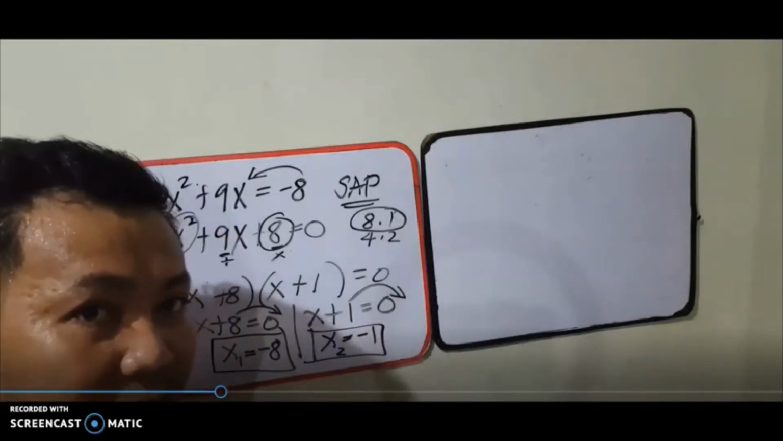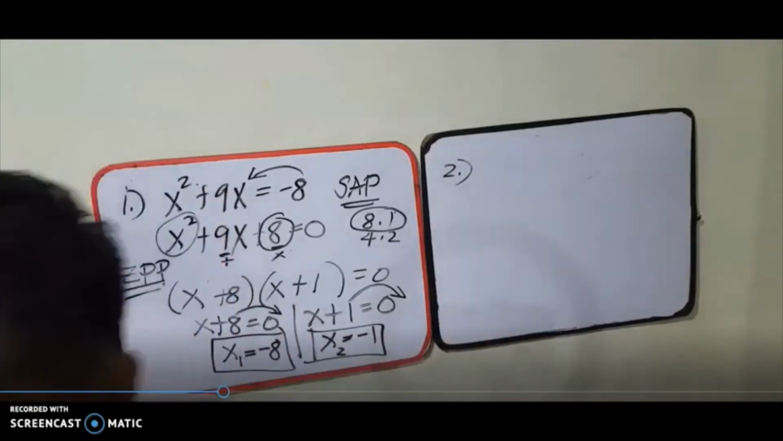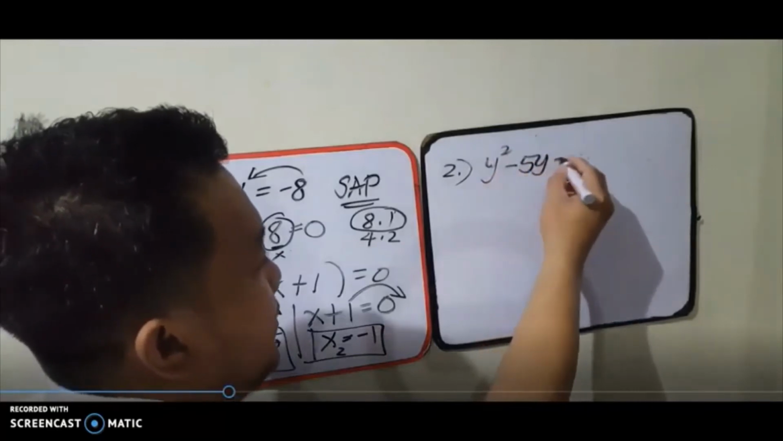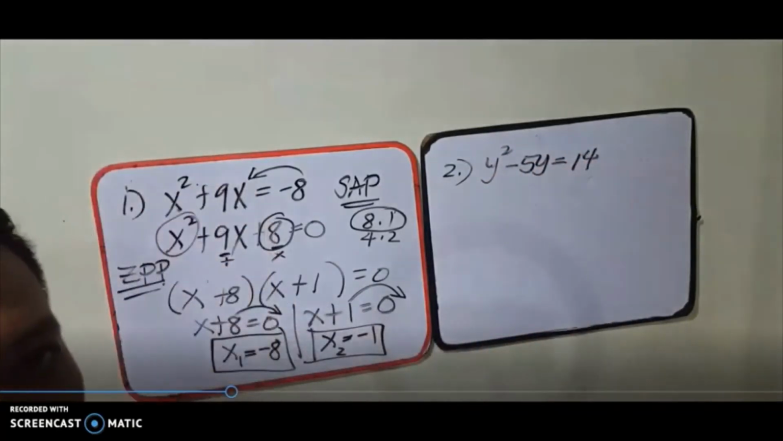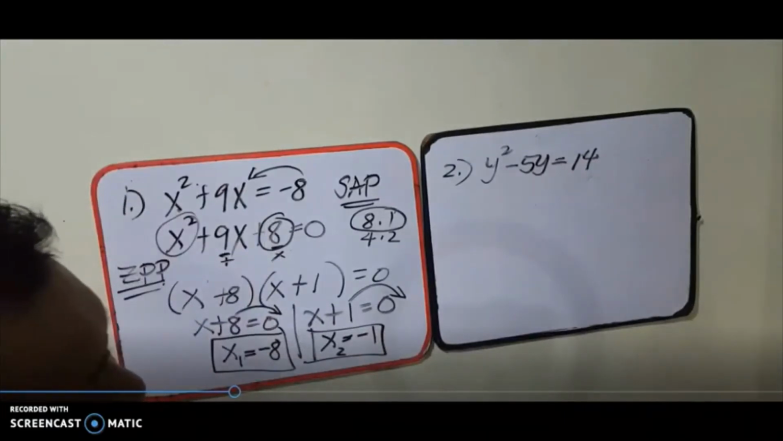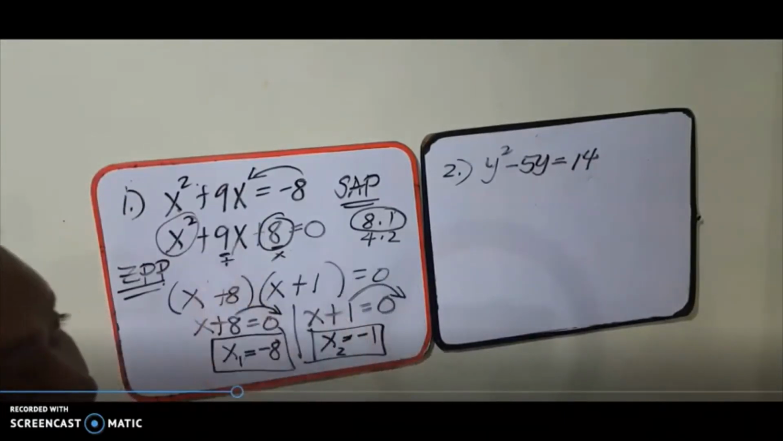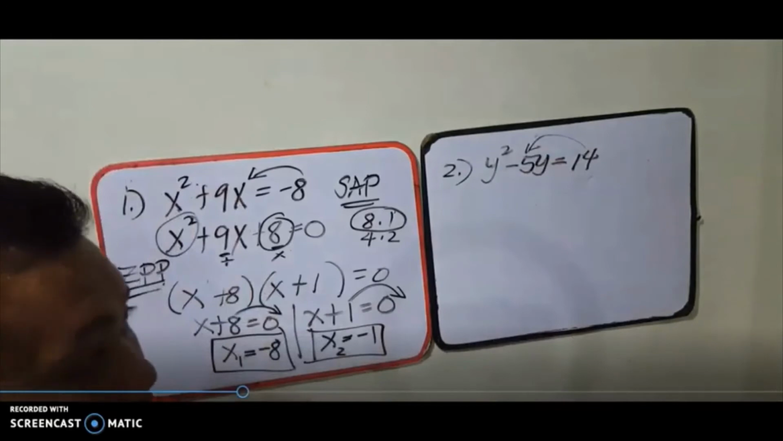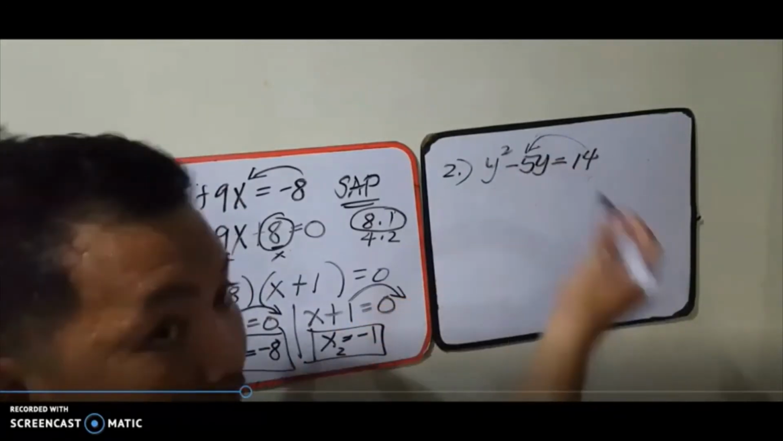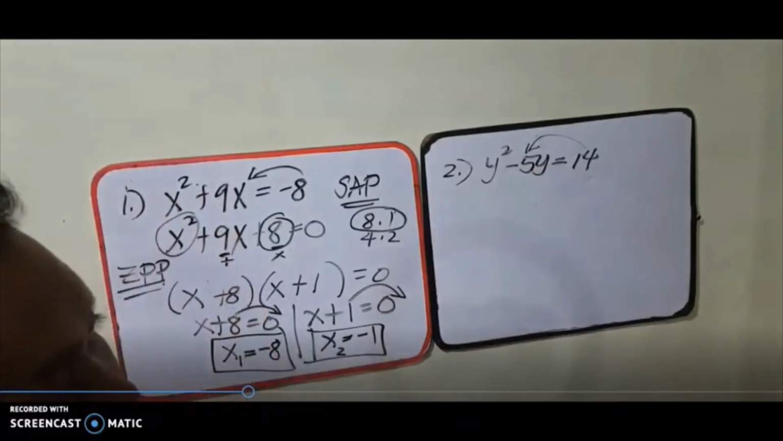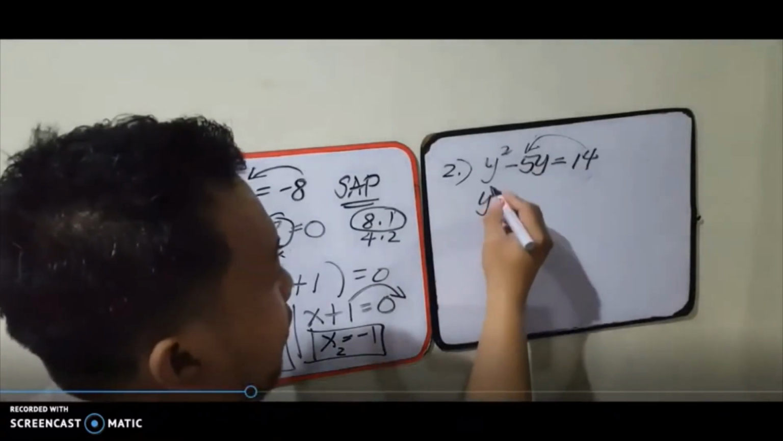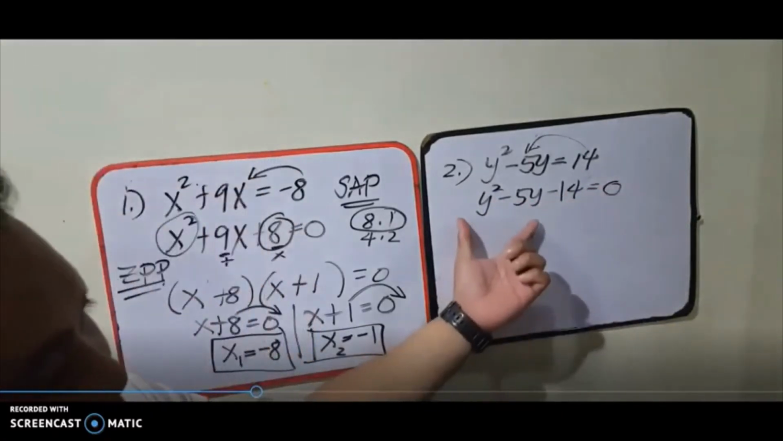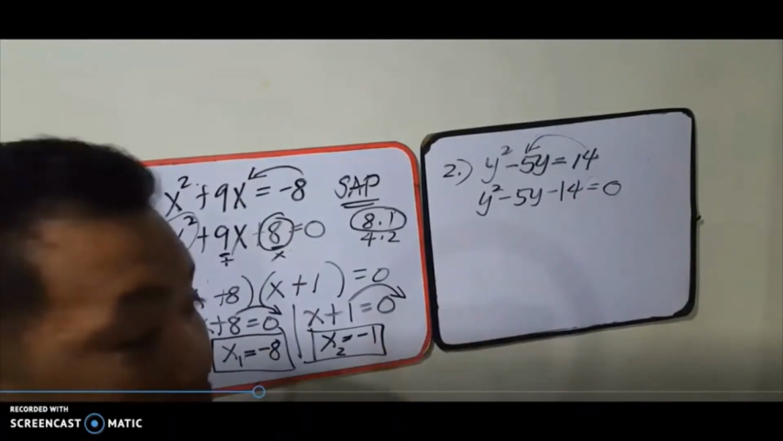So for you to understand it more clearly, let's try another example. Example number 2: y squared minus 5y is equal to 14. That's a similar example to number 1. The first thing you're going to do is to move 14 to the left side of the equation. Positive 14 will become negative 14 when you move it to the left side by using the subtraction property of equality. So we have y squared minus 5y minus 14 is equal to 0, which is already written in general form of the quadratic equation.